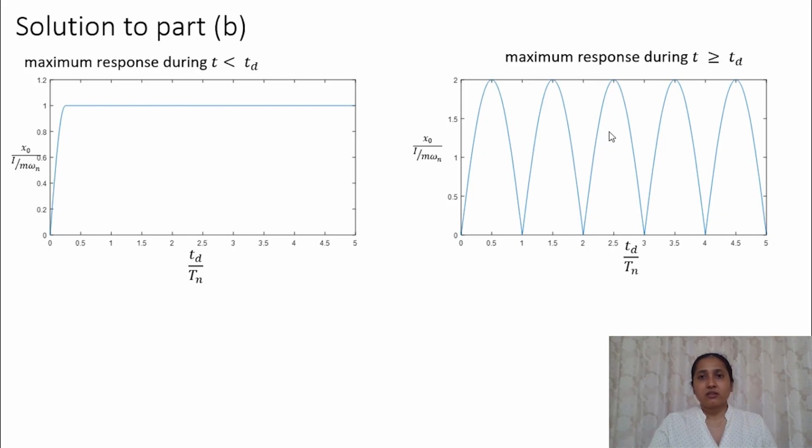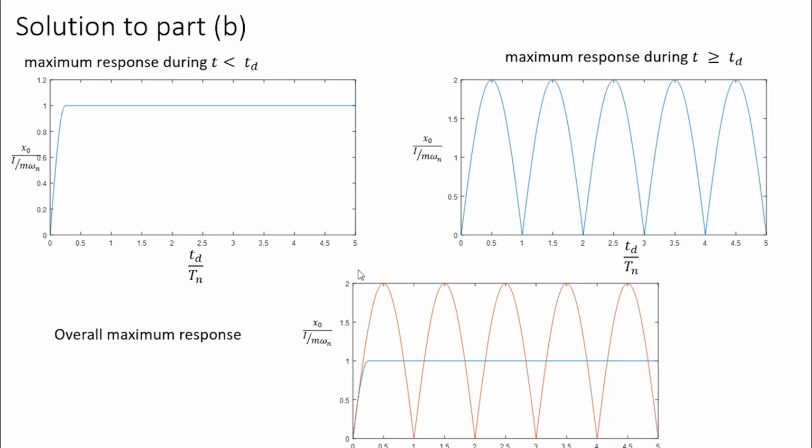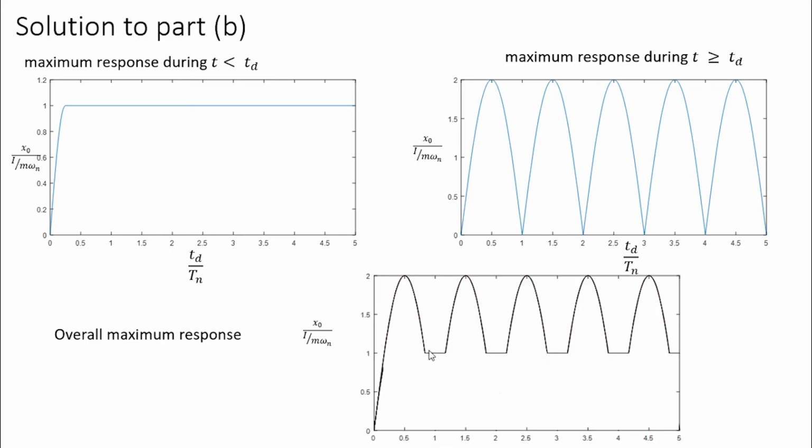So if we combine these two plots, we get the overall maximum response, and that would be this. So this is like these two plots plotted together. So the maximum overall response will be the envelope of these two curves. So that is the maximum of these two values. So if we plot the envelope of these two curves, we would get this.